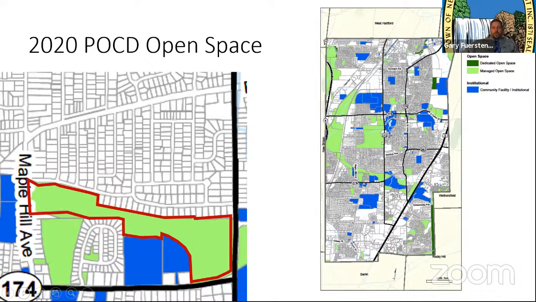Looking at the 2020 Plan of Conservation and Development, POCD, looking at the open space plan the town has. This is the plan for the entire town. Here's a blow up of the site. The red area is the parcel that we're talking about, and the light green shade is open space for the town. This light green space is right here.